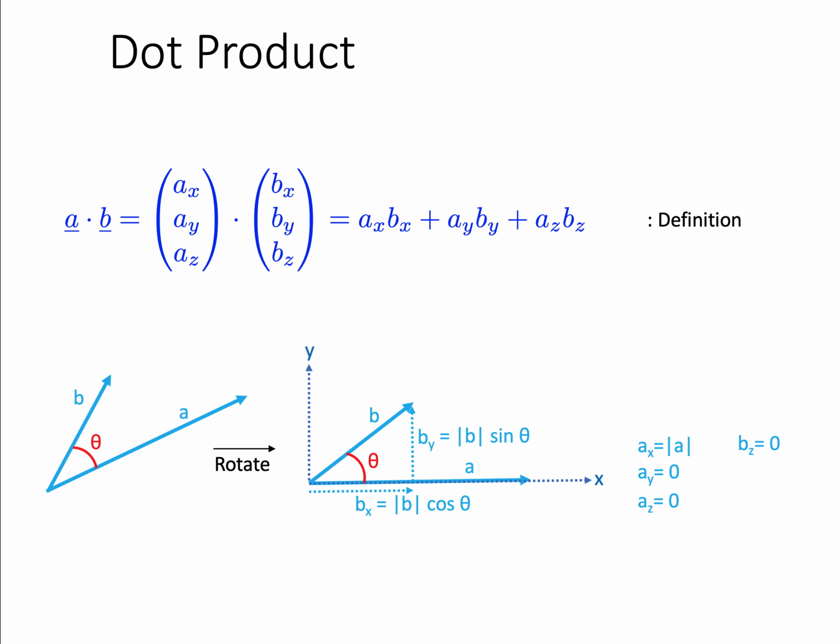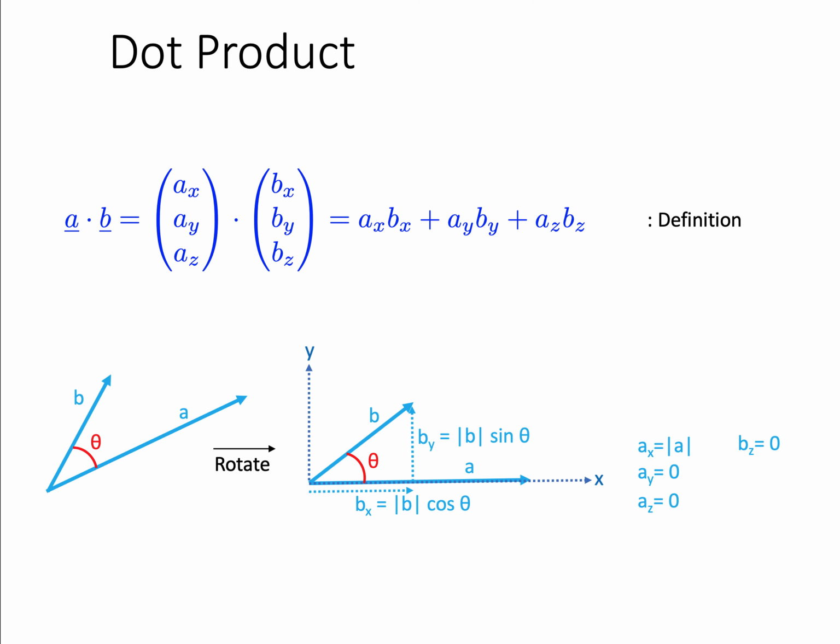AX is just the whole length of A, and there is no component of A in the Y or Z directions. B has components in X and Y. Cos theta equals adjacent over hypotenuse, which is BX over B, so BX equals the length of B times cos theta. With the same reasoning, we can see that BY equals the length of B sine theta. And there is no component of B in the Z direction.